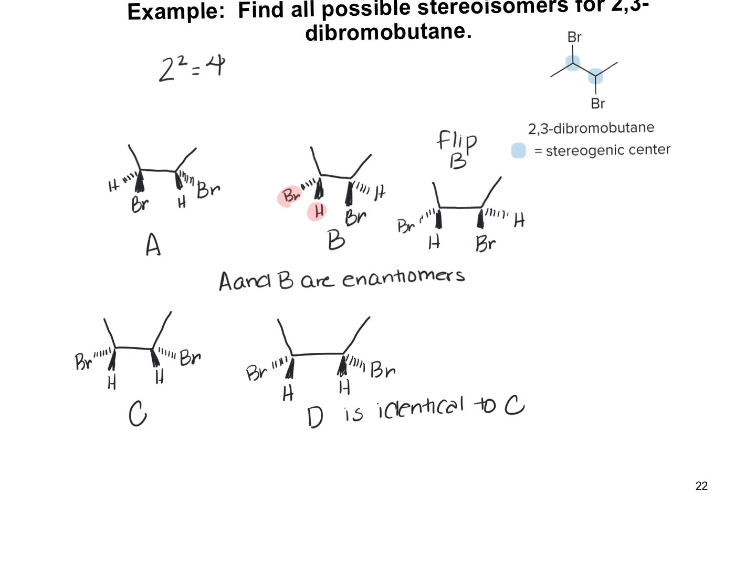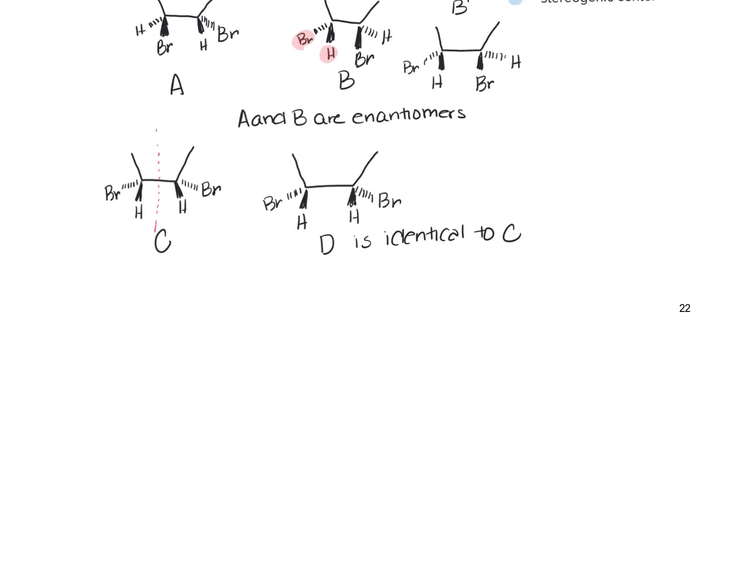I also want you to notice that there's a plane of symmetry right here in C, where it's the same on both sides. So we know then that that's not chiral, it's achiral. So C also has a plane of symmetry and is achiral. Personally, I look for a plane of symmetry first. I just think it's easier to see, but everybody learns differently.